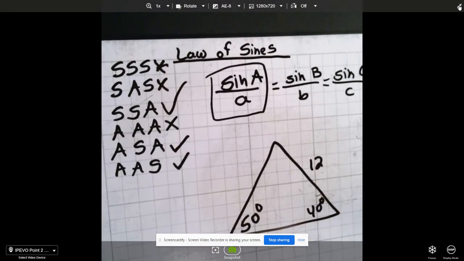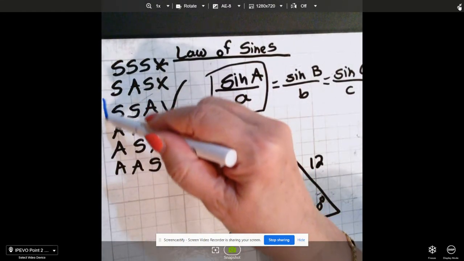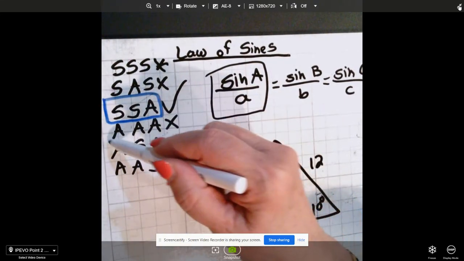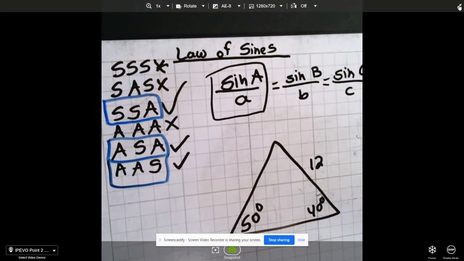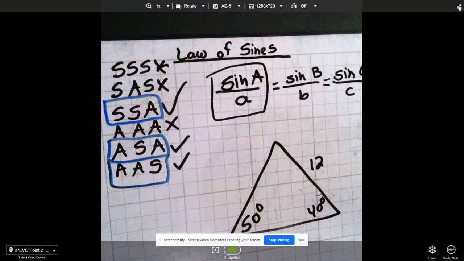So the configurations that would work would be side, side, angle, angle, side, angle, and angle, angle, side. Now, it's not really important that you memorize those because as long as you know what to look for in the triangle, you'll be able to figure it out. But I just wanted to kind of give that as a comment. Now, again, it's not like all is lost for the others. There are some things we can do for some of the others when we do the law of cosines.